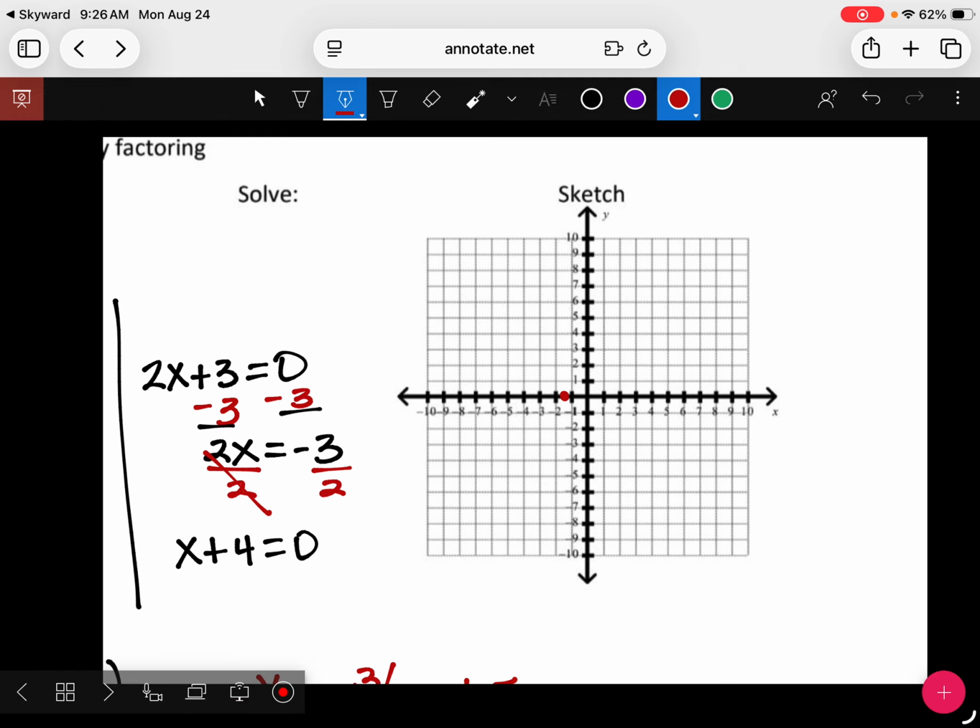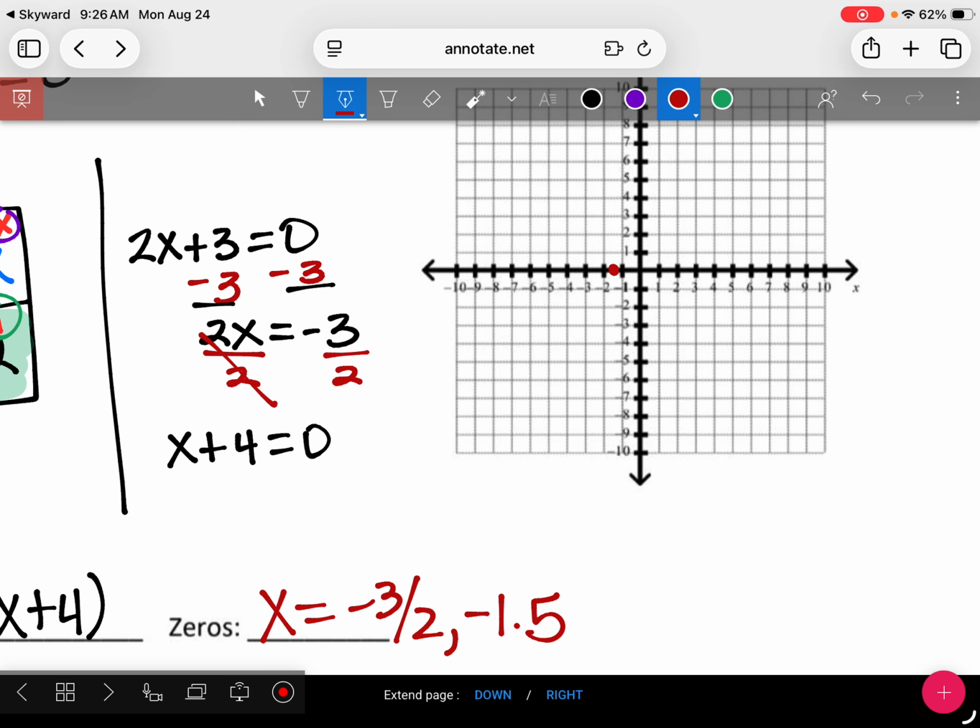And then your second one is x plus 4 equals 0. So let's subtract the 4. 0 minus 4 is negative 4. So that would be my second answer. So put a point at negative 4 and draw your smile.